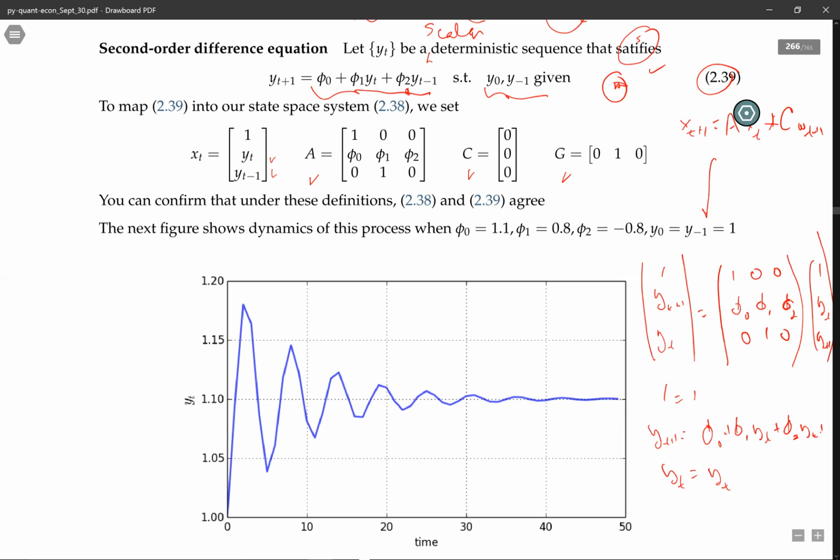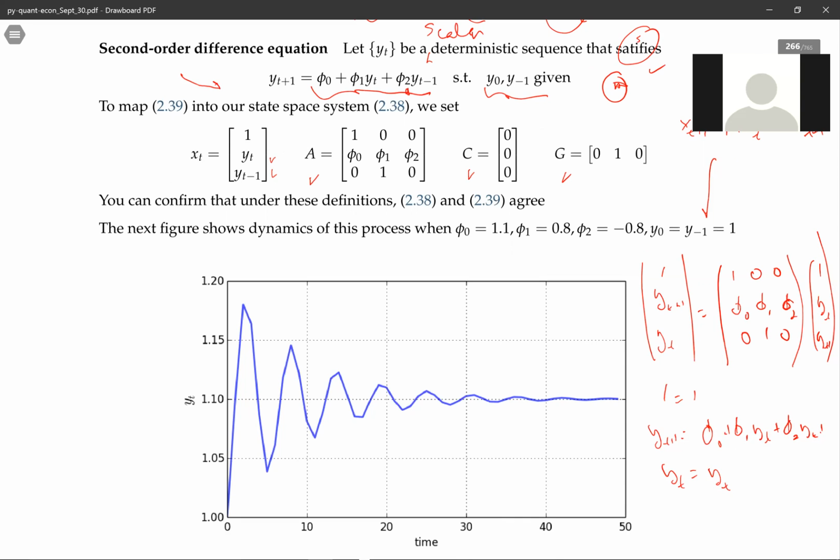What have we accomplished? We've mapped this second order difference equation into a first order vector difference equation. Okay? So now you just think for a minute. I've mapped a second order linear difference equation into a first order vector difference equation.